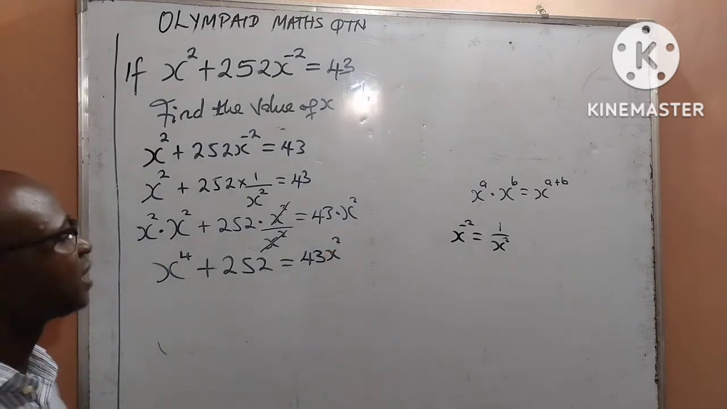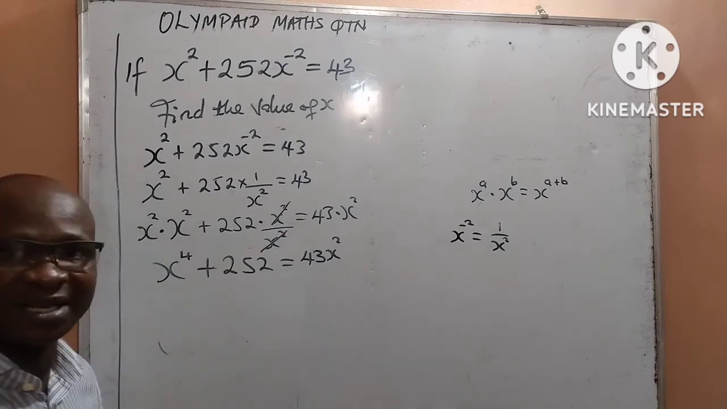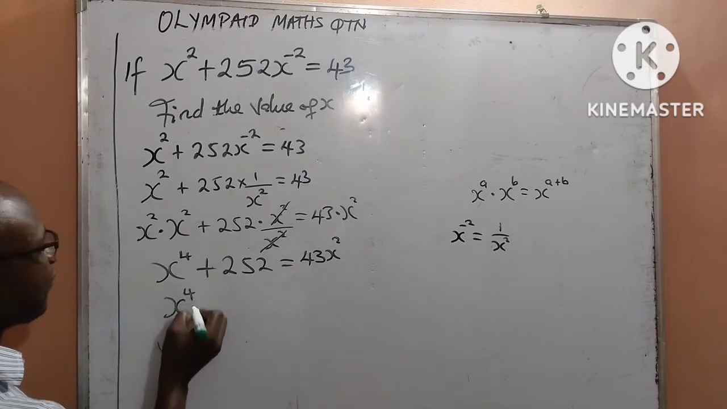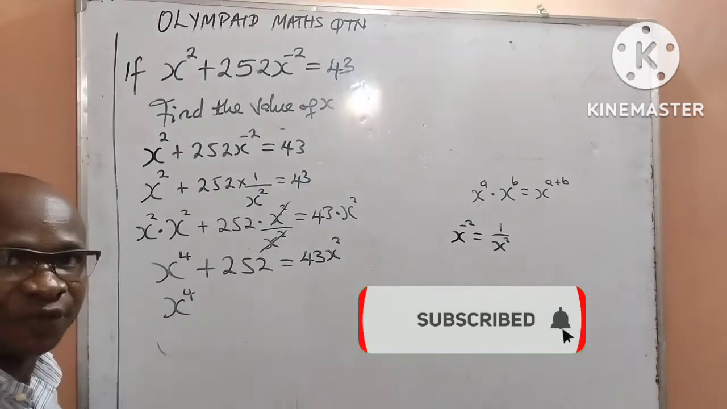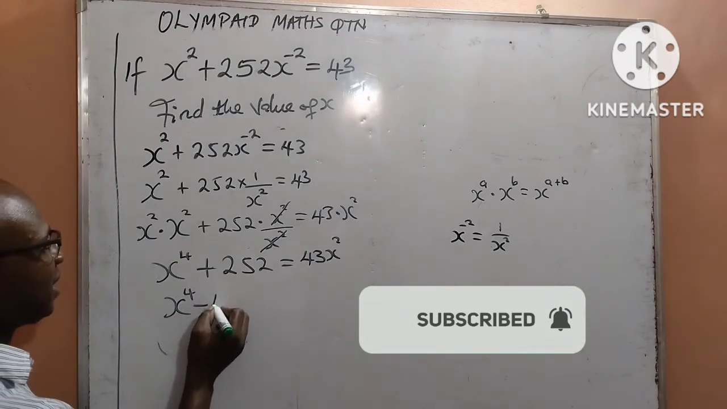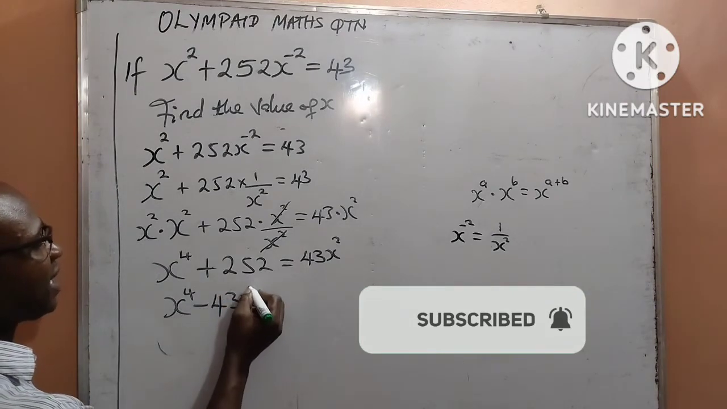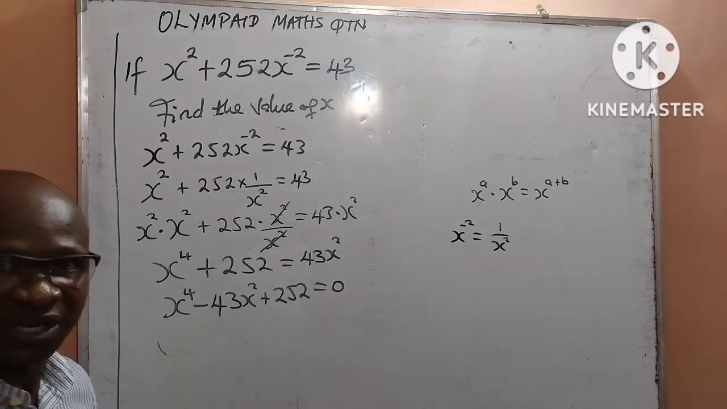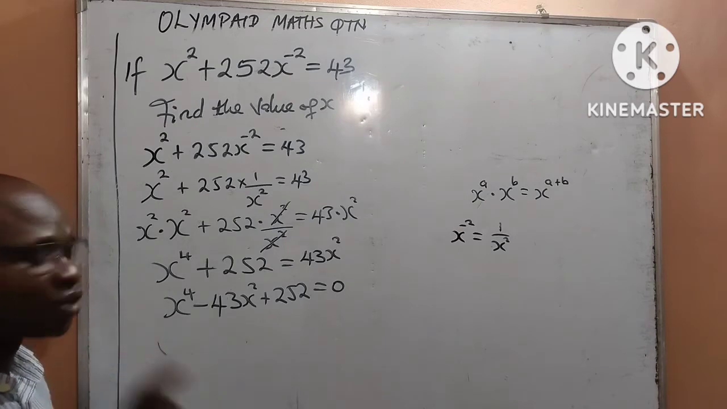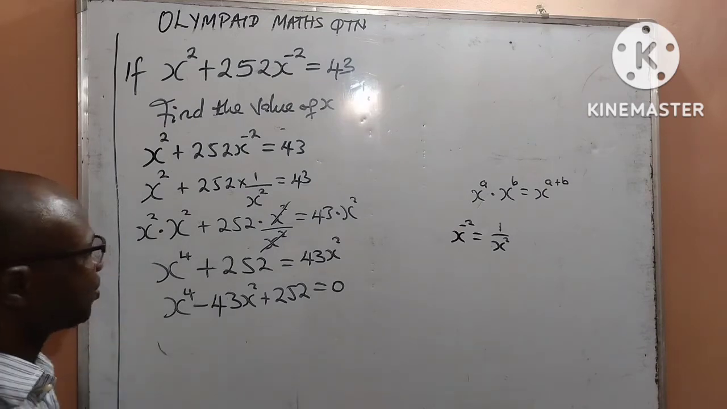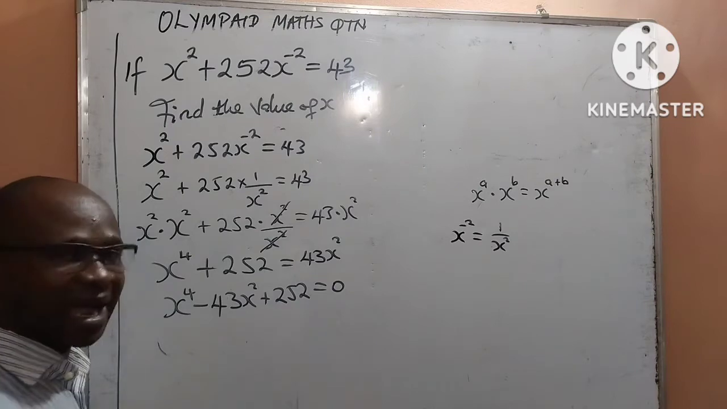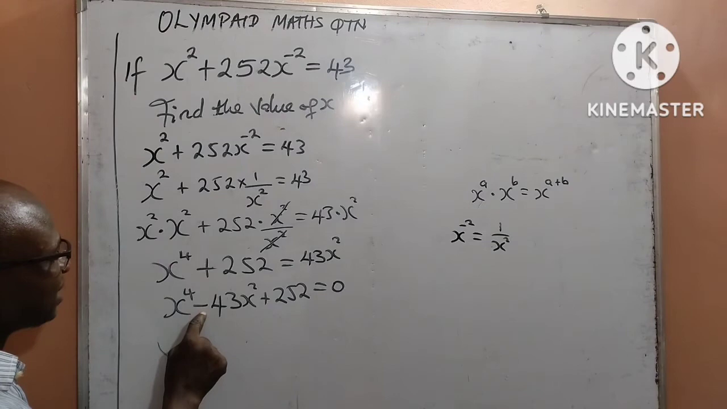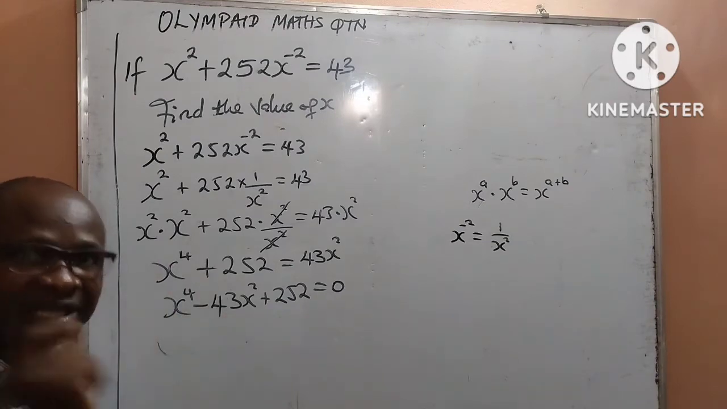The next step I shall take now is to move what I have on the right hand side to the left hand side. That means I shall have x to the power 4, bringing this 43x to the power 2 from the right to the left gives me minus 43x to the power 2, then plus 252. Everything now is equal to 0. Beautiful. What I want to do next is find two numbers I can multiply to get 252, and when I add the same two numbers, I shall get negative 43.